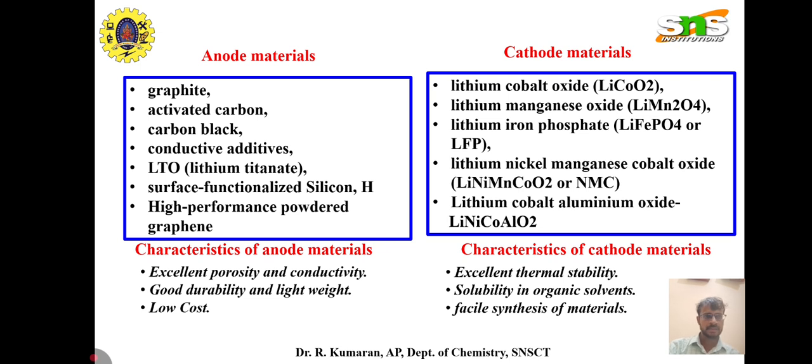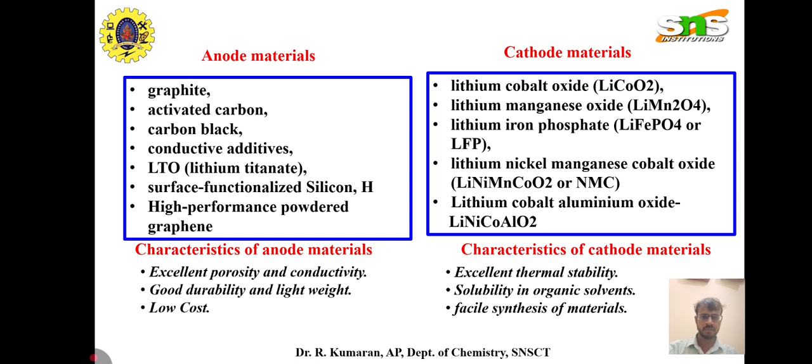Cathode materials: lithium cobalt oxide, lithium manganese oxide, lithium iron phosphate, popularly called LFP, lithium nickel manganese cobalt oxide, lithium cobalt aluminum oxide, etc. are the important cathode materials generally useful for lithium-ion batteries.